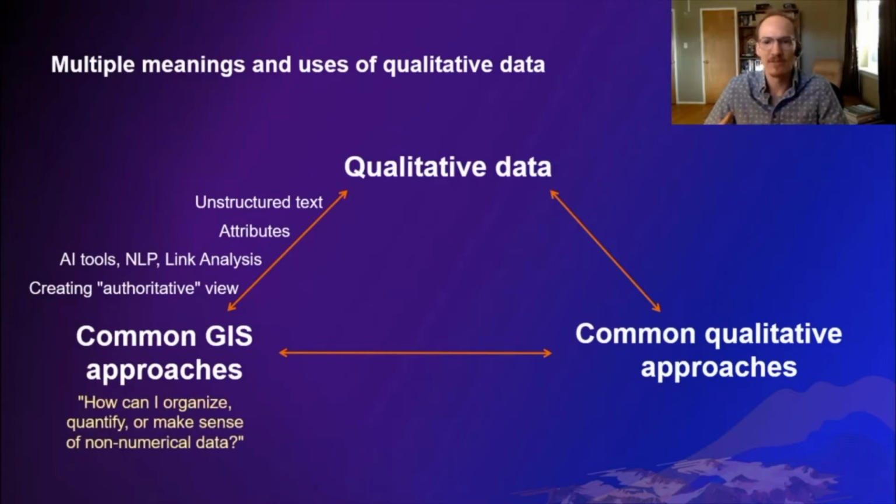So the underlying question framing how qualitative data is often encountered in a lot of GIS work is usually along the lines of, how can I organize, quantify, or make sense of this kind of non-numerical data that I have?